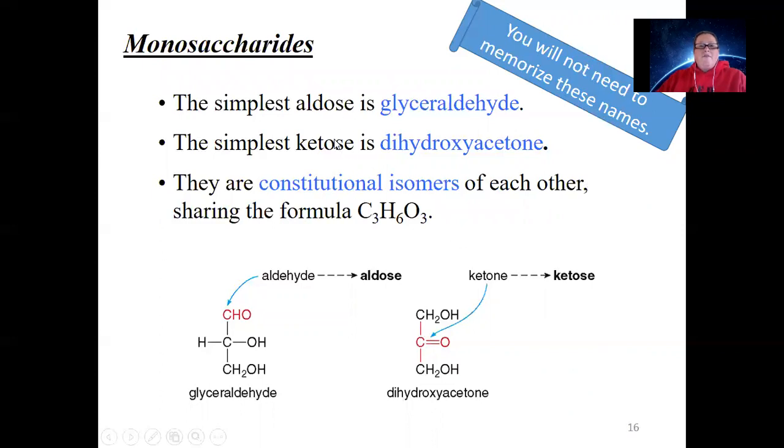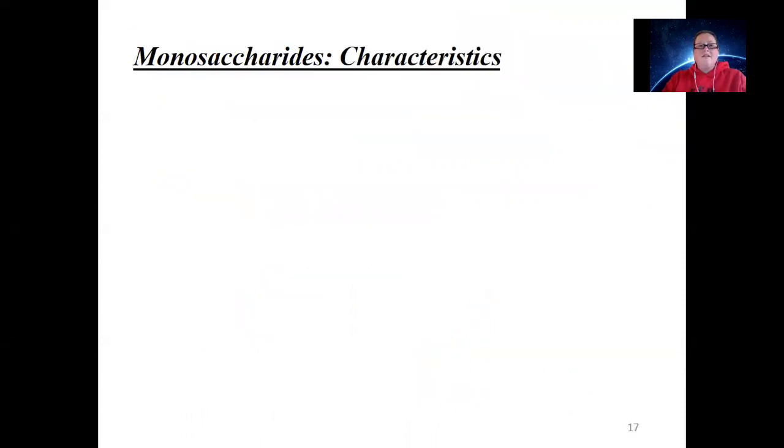We have the simplest aldose, which is glyceraldehyde, 3 carbons with an aldehyde group on the end. And the simplest ketose is dihydroxyacetone. So you will not need to memorize these names. These are just the simplest ones. So we are going to focus on classification.